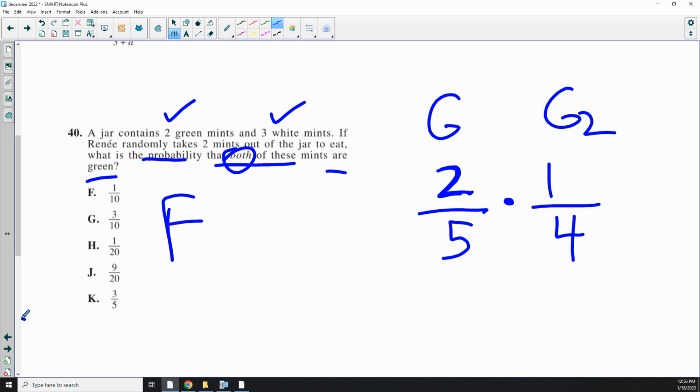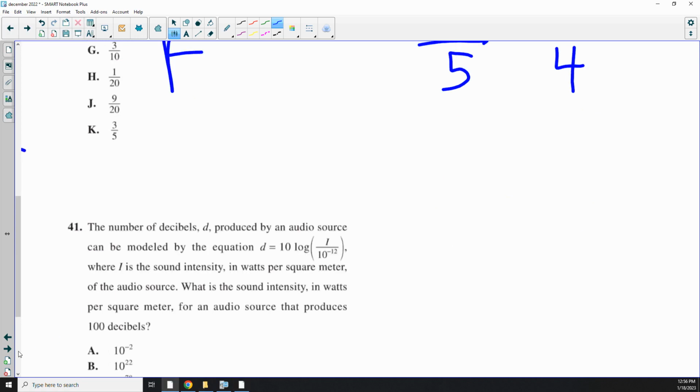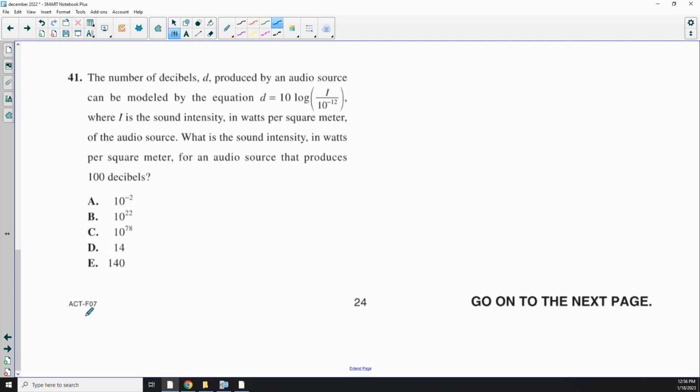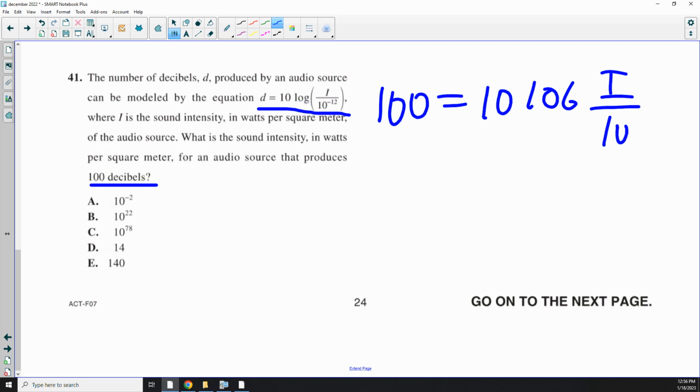41. Tough one. It says a formula. You know my tip with formulas. You're either going to be plugging in for I to solve for D, or plugging into D to solve for I. So D is 100. You know I have no pride. I'm going to put that into equation solver.